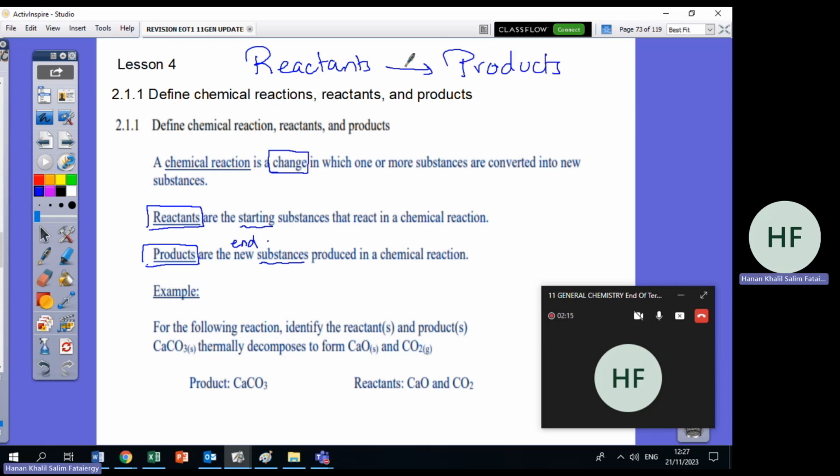Anything before the arrow is called reactant, anything after the arrow is called product, and all this together is called a chemical reaction.